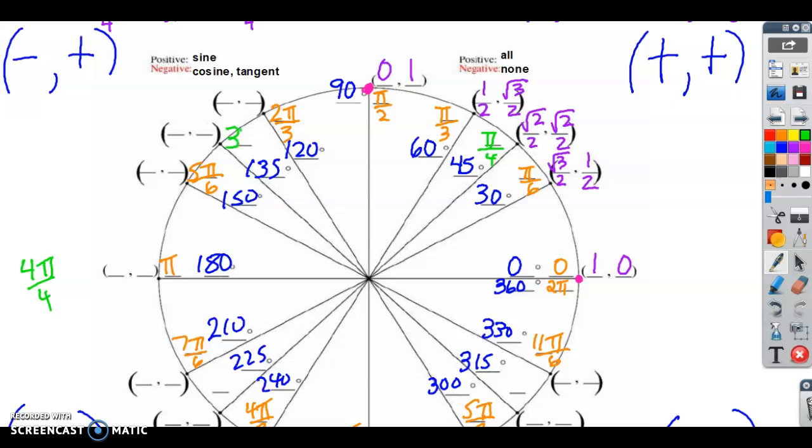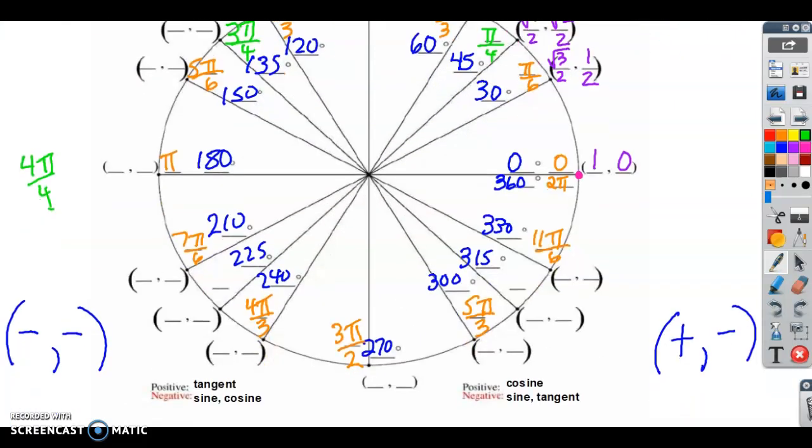3 pi over 4, already simplified. 4 pi over 4, we simplified already to pi. 5 pi over 4. 6 pi over 4, already been simplified. 7 pi over 4. 8 pi over 4, already been simplified. So we've got all of our radian measures now.